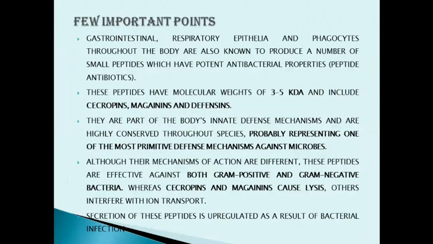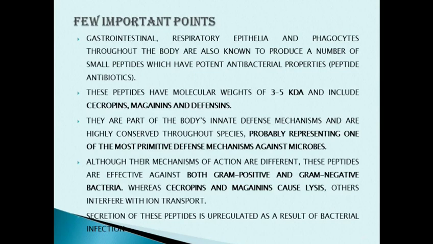Now, I have mentioned here a few important points. Pay attention, please. Gastrointestinal, respiratory, epithelia, and phagocytes throughout the body are also known to produce a number of small peptides, which have potent antibacterial properties. Okay, they are called peptide antibiotics. These peptides have molecular weight 3 to 5 kD. That means they are very small in size.